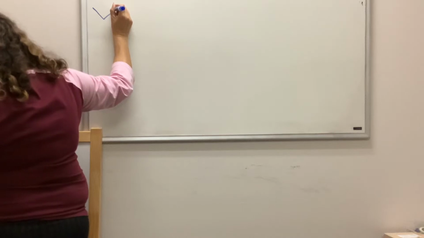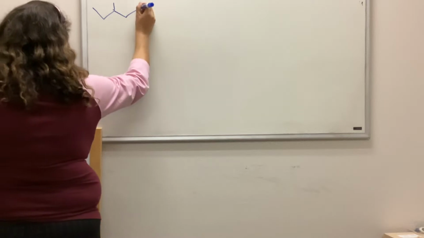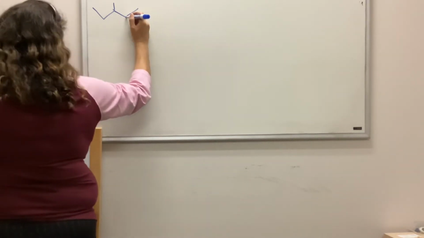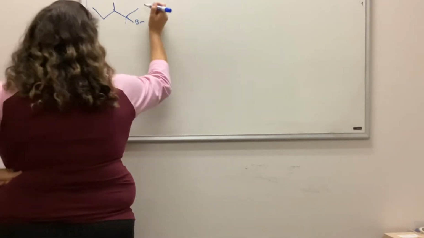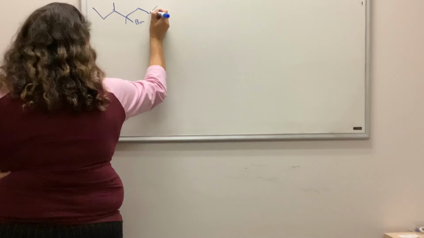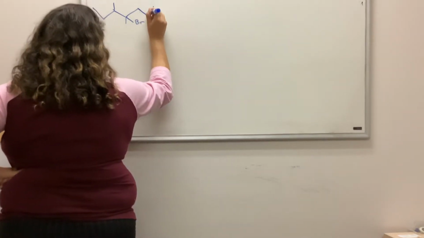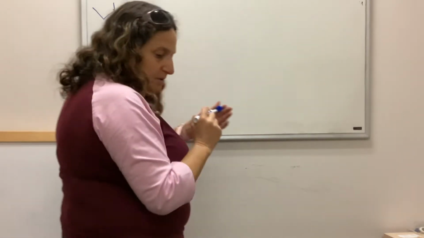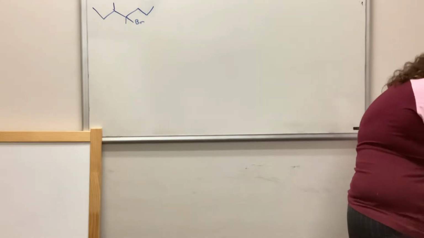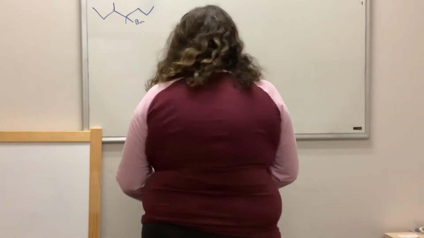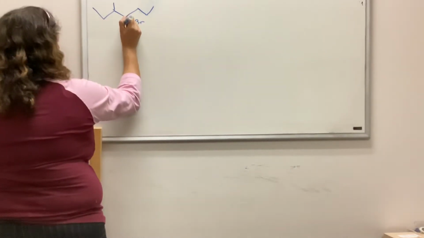So if I'm looking, I'm going to put my bromine here. Sorry. So hopefully you can see the compound that I made. What I'm going to do in pink, or do I have a different color? I guess I'll use this light blue, is I'm going to identify my beta hydrogens.